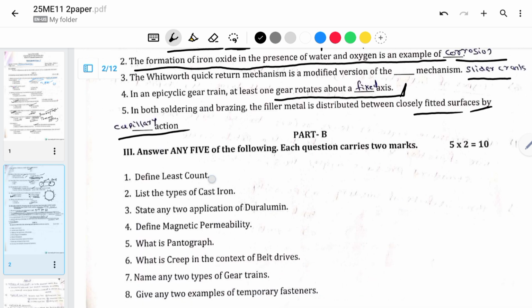Okay, the next part is Part B. Here, 2 marks questions are available. You need to answer 5 questions. So, define the least count.